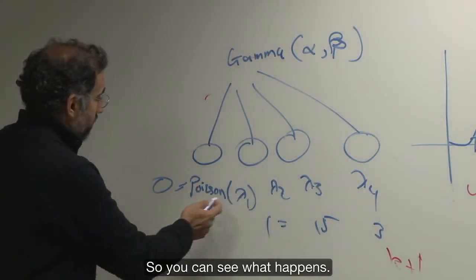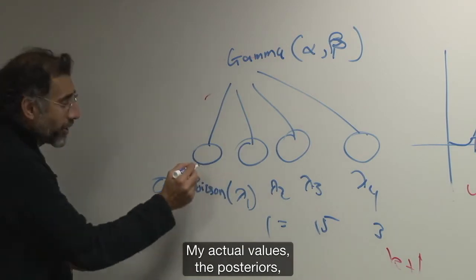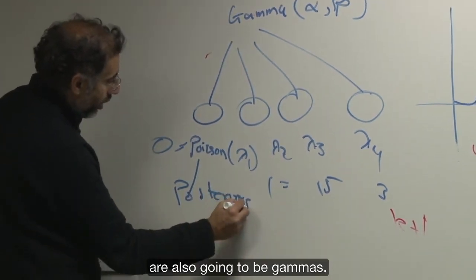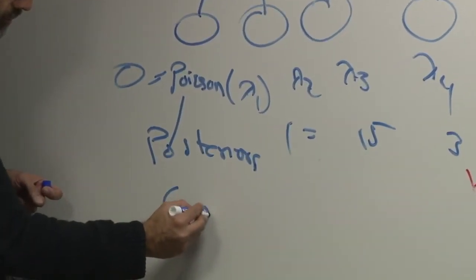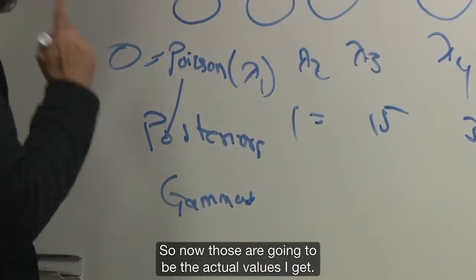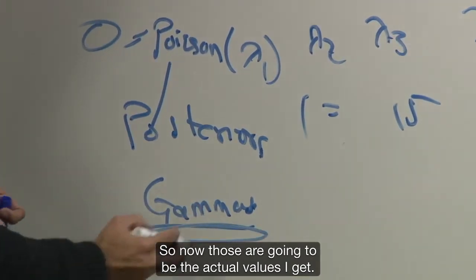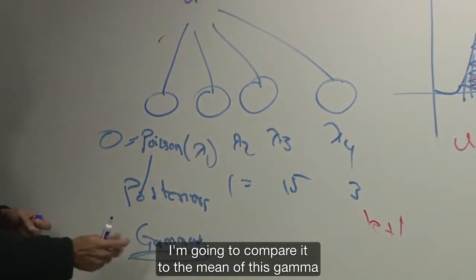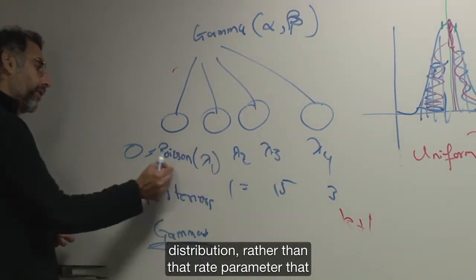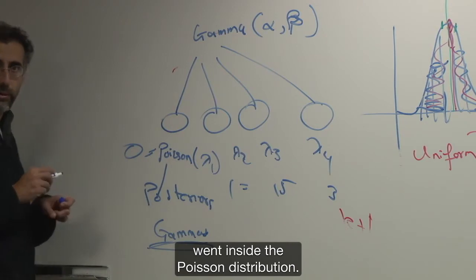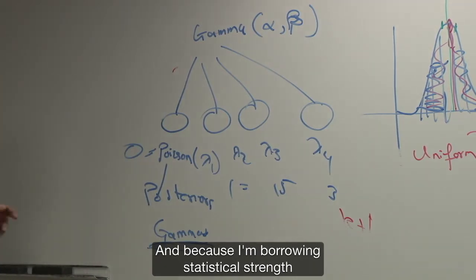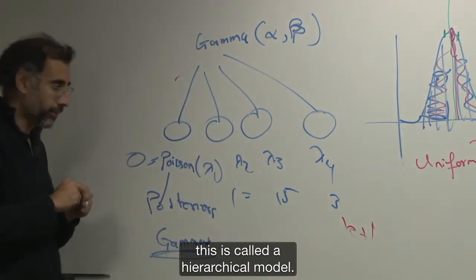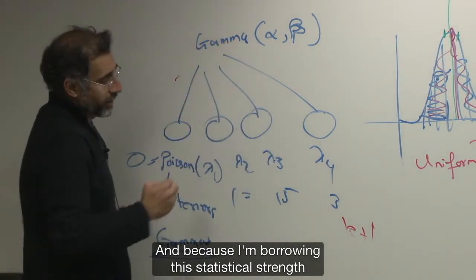And so you can see what happens since these are conjugates. My actual values, the posteriors, are also going to be gammas. So now those are going to be the actual values I get. And I'm going to take these gammas and whatever rate I get out here, I'm going to compare it to the mean of this gamma distribution rather than that rate parameter that went inside the Poisson distribution. And because I'm borrowing statistical strength from this kind of pooling that I'm doing over here, this is called a hierarchical model.